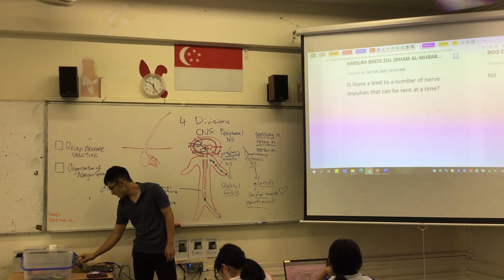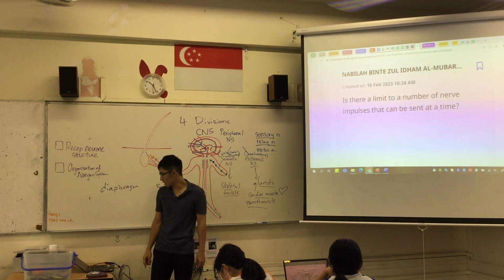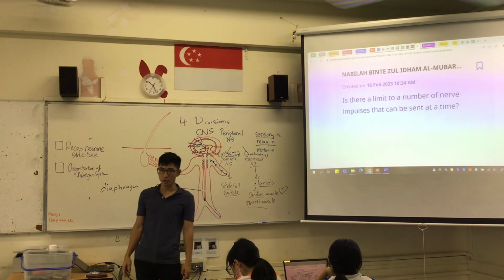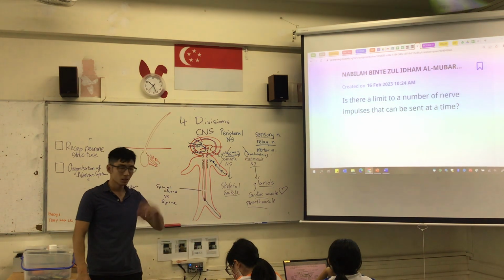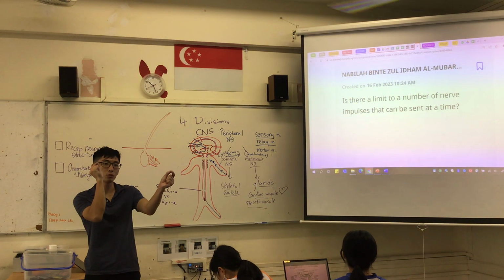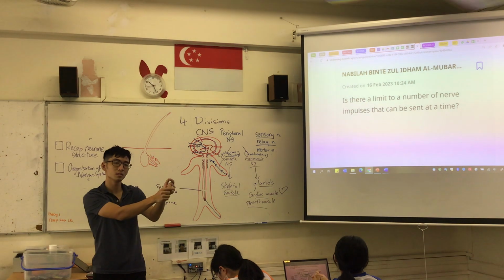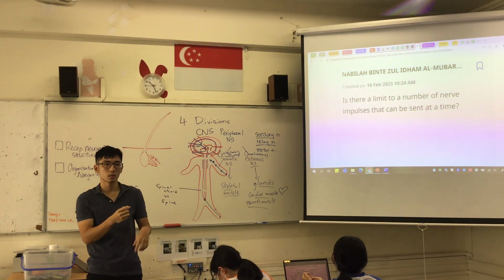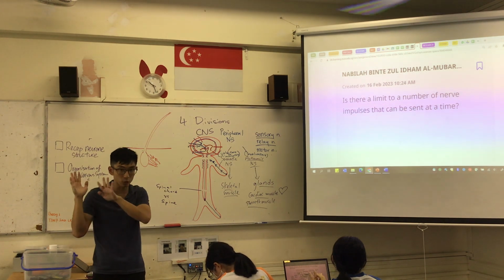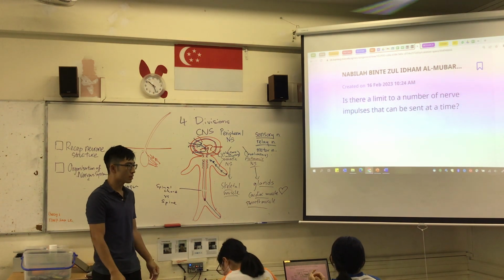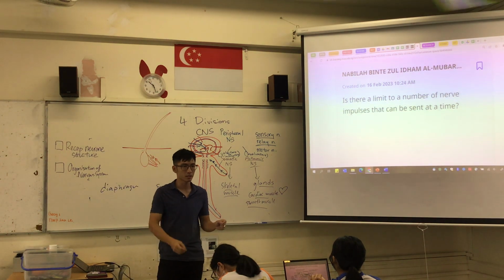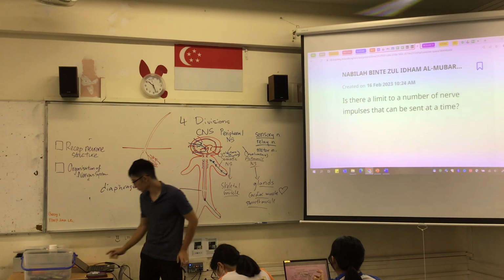Nabila asks, is there a limit to the number of nerve impulses that can be sent at a time? That's an interesting question that I do not have an answer to. I do know that nerve impulses don't wait for one to travel from one end to the other before the next one can go. It could be continuously one after another, like a choo-choo train right behind. Okay? Does that answer the question? Yeah. It doesn't have to wait for it to complete. It can be continuously sending.